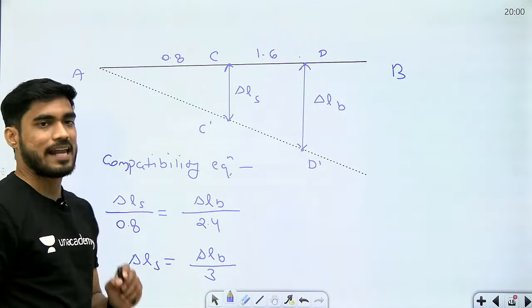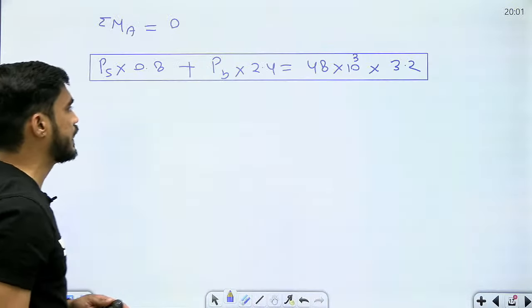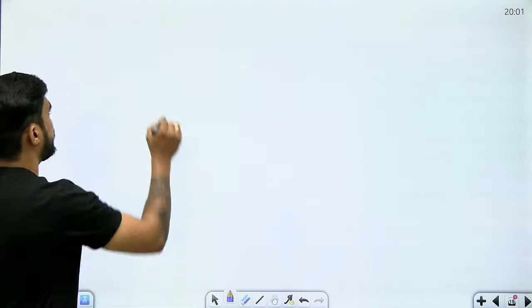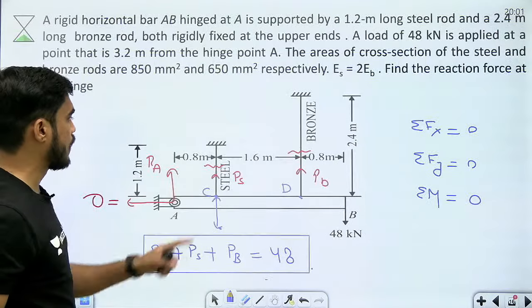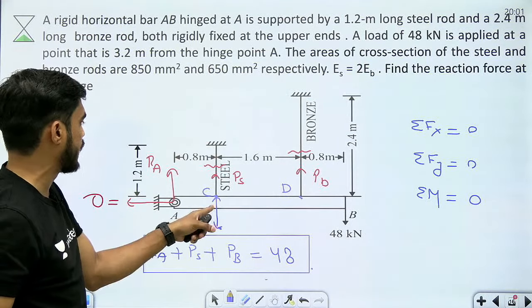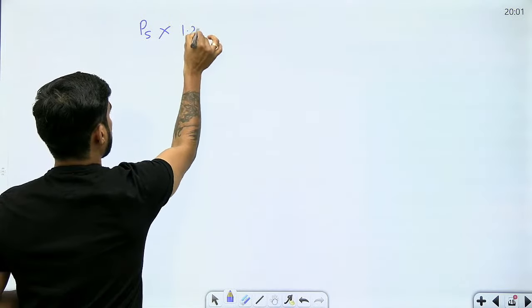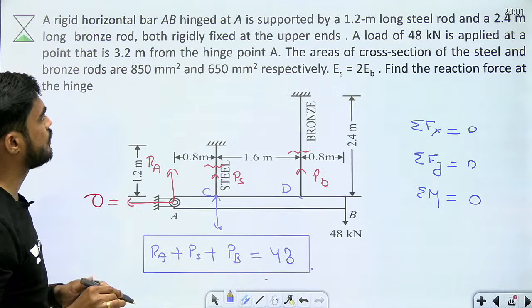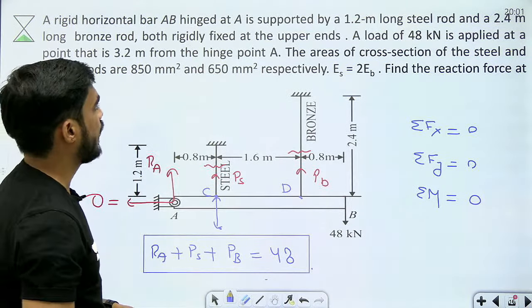So now put the value of delta L of steel and delta L of bronze. तो बेटा delta L of steel क्या हो जाएगा? What is the force in steel? I am assuming it to be PS. What is the length of steel? Length of steel कितना है? It is 1.2 meter. What is the area of steel? Area of steel कितना है? कहाँ दिया हुआ है?